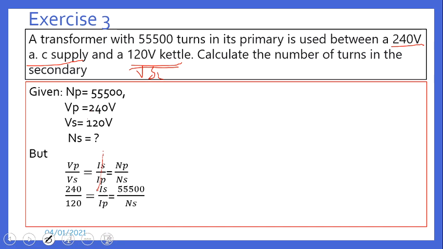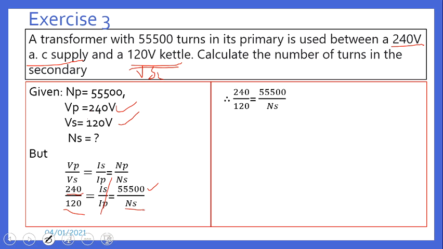Our VP, the voltage that you have in the primary, is the same thing as what? 240 volt. We have it here. Voltage in secondary is 120. We have it here. We don't have anything about the current. They are going to be cancelled. Then we have the number of turns in the primary, 55,500 rather. That's what you have here. And NS equals unknown.